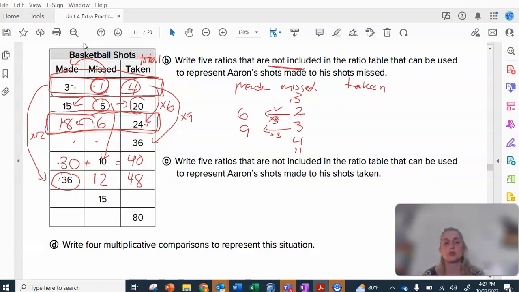Do you see a relationship going this way? I think I do. It's a times 4. 2 times 4 is 8. So you can fill in all your other numbers based on that.